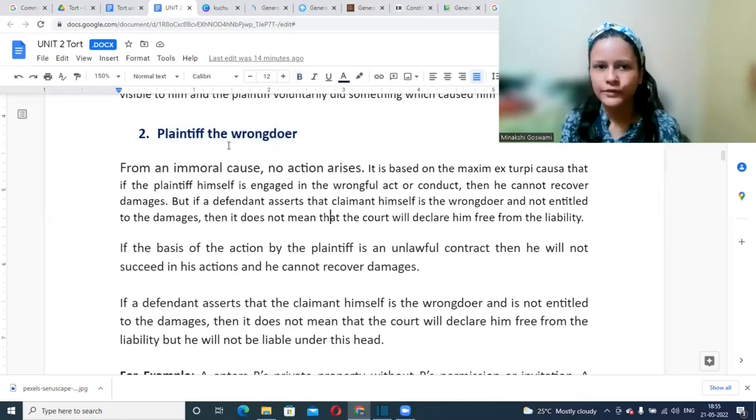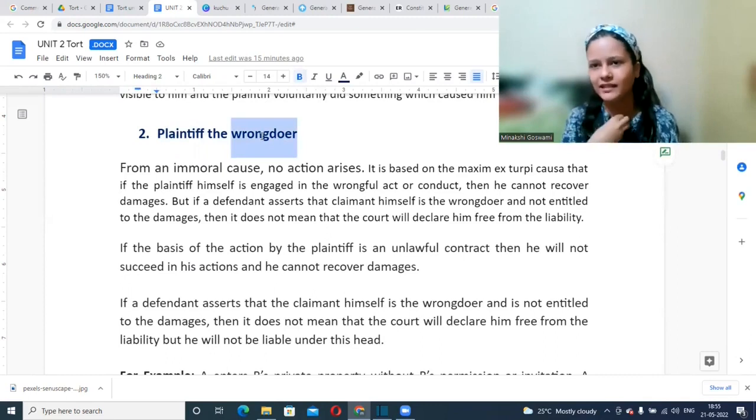Yeah. So next one is plaintiff, the wrongdoer. As in plaintiff, as in who is plaintiff? The person who is putting the case. The person who has actually suffered the loss, or who is complaining that, okay, I have suffered this loss, give me this compensation. But what is it? Plaintiff only is the wrongdoer.